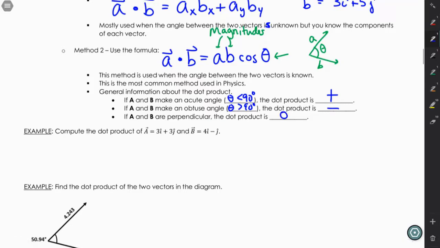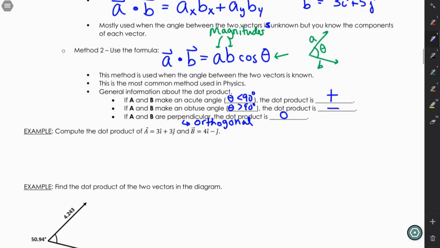Okay. Perpendicular is also called orthogonal. Now, mathematically, when you're in math class, some of the questions you may run into is, are these two vectors orthogonal, which means are they perpendicular to each other? Okay, and all you have to do is find out if the dot product is 0.